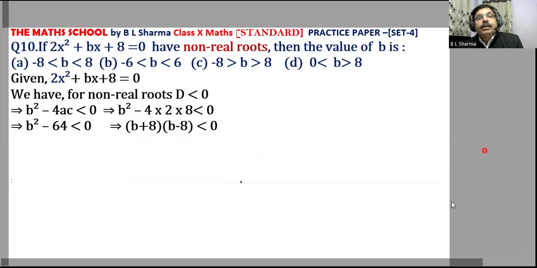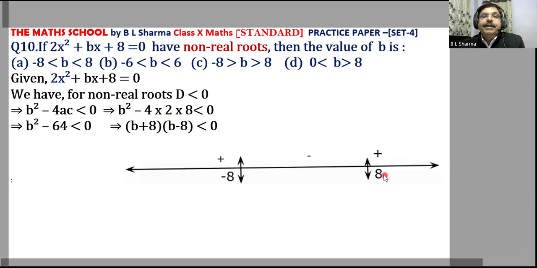For these two values, we then take a number line. See, this is the number line we took. On it we write both numbers, plus 8 and minus 8. The greater value, plus 8, on this side, then this is plus. The smaller value here is plus, and in between this is minus. Plus, minus, plus. Greater value this side, smaller value this side. Since the expression is less than 0, the negative region will be taken.